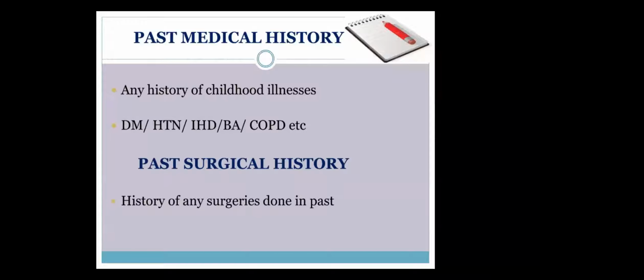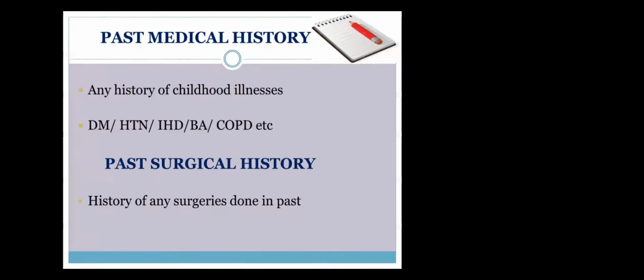This is then followed by the past medical history of diabetes, hypertension, ischemic heart disease, bronchial asthma, COPD, and so on. Along with the history that we usually take, it should also specify if the patient is on any regular medications for the same. If he's taking those medications regularly or is on intermittent treatment, that needs to be specified. Past surgical history, if any, has to be mentioned.